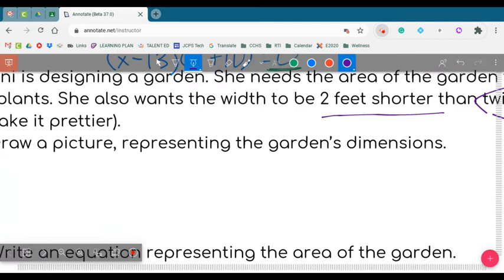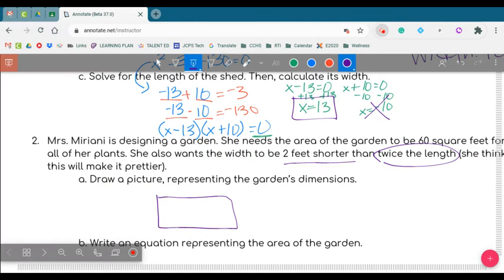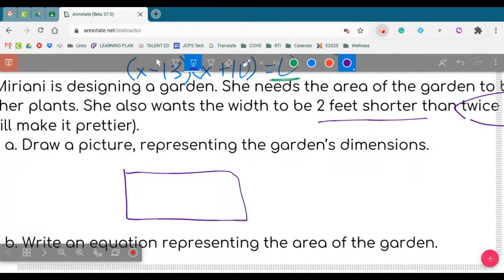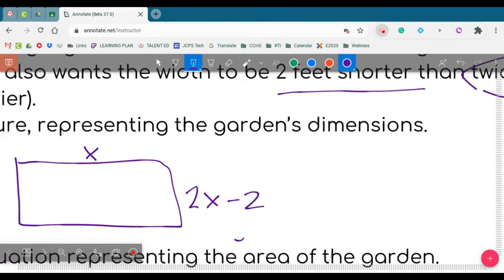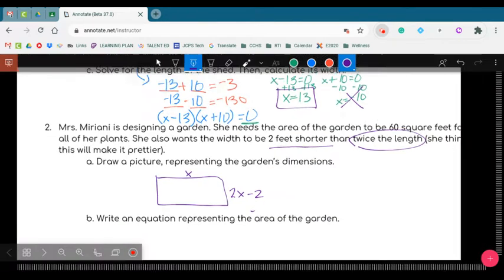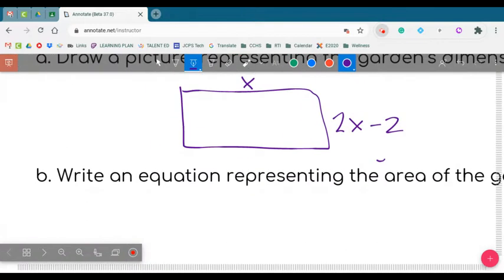So we have to draw a picture representing the garden's dimensions. So we're going to first draw a rectangle of Mrs. Mariani's garden. Such a lovely place. And we know that our width is 2 feet shorter than twice our length. So we know nothing about our length, so we're going to put x. Now our width, it's twice the length, so that would be 2 times x. But it's 2 feet shorter than twice the length, so we still have to minus 2. So those would be my dimensions. So I'm going to create my equation.